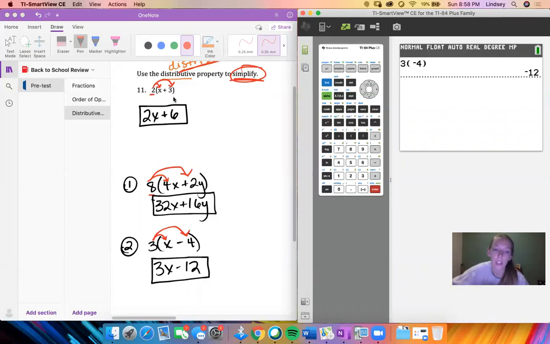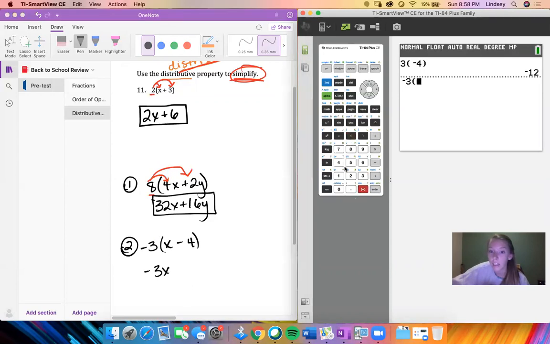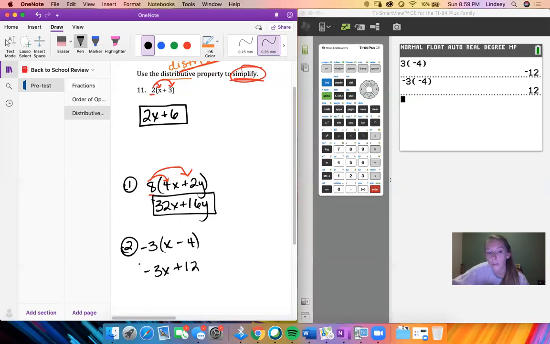Now, if it would have been a negative 3 times x minus 4, it would have been negative 3x. And then I would add a negative 3 times a negative 4. Okay, so negative 3 times negative 4. A negative times a negative makes a positive 12. So we would have done plus 12. Okay, just like I said, if you're ever in doubt about whether it's positive or negative or whatever it is, use your calculator. You now have one built into your computer that you have permission to use.